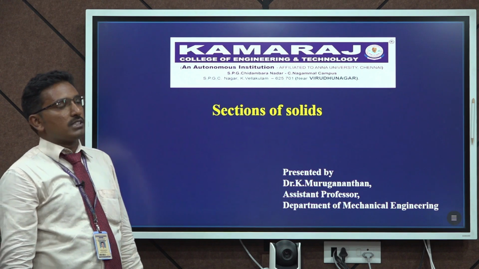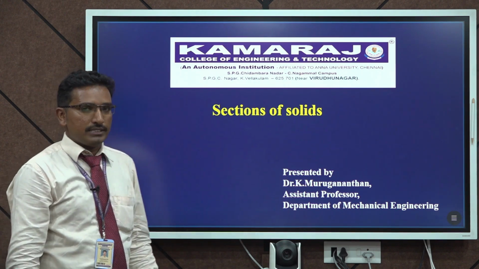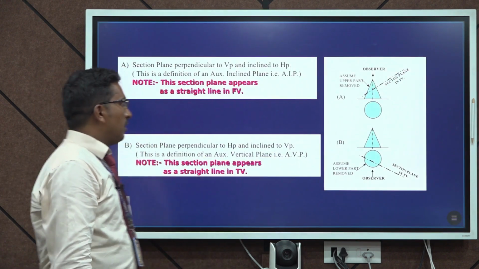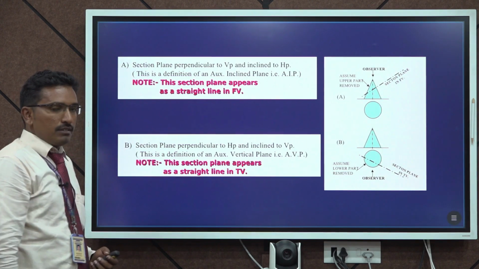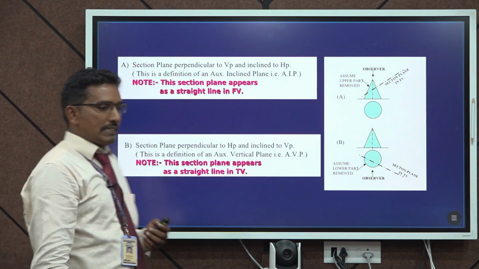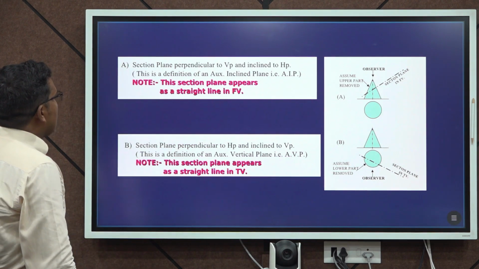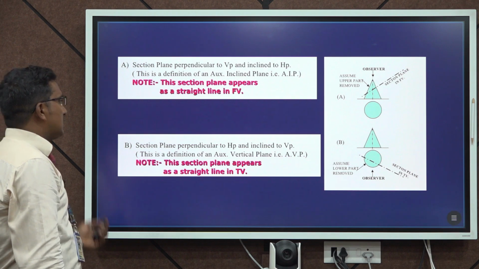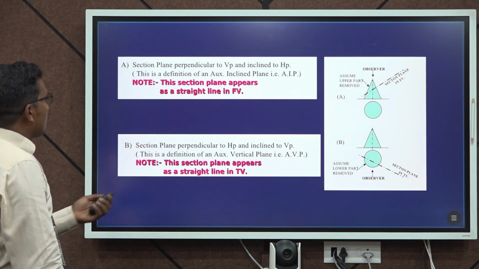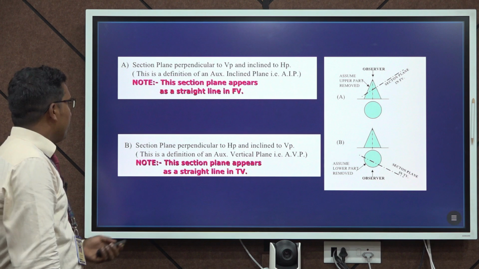Today we are going to discuss sections of solids. Actually, there are two types of sections. The first is the section plane perpendicular to the VP and inclined to the HP. And the second one is the section plane perpendicular to the HP and inclined to the VP.